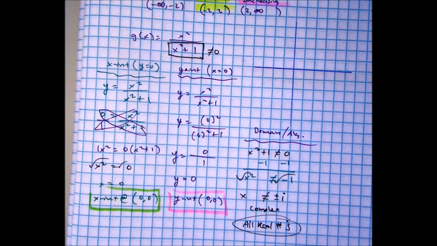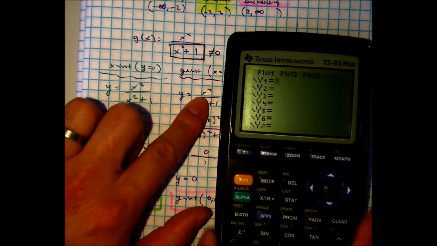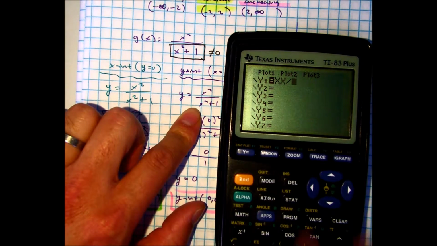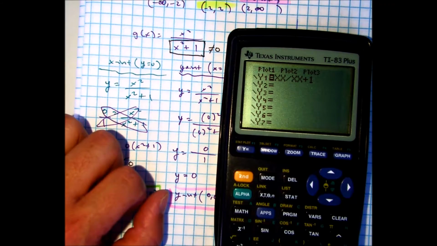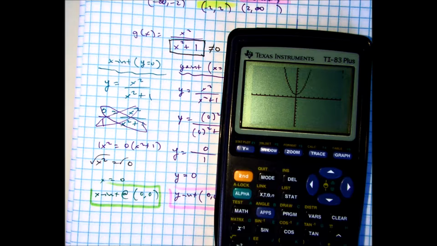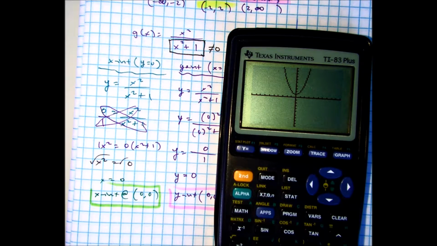This is a good example. Let me show you what happens if you do not use extra parentheses, okay? Let's just say you don't use any parentheses. x squared divided by x squared plus 1. Zoom 6. Raise your hand if you got that. Okay? This is bad. Because this is a graph of what? What family? This is a quadratic family.